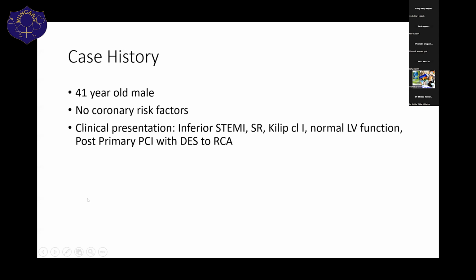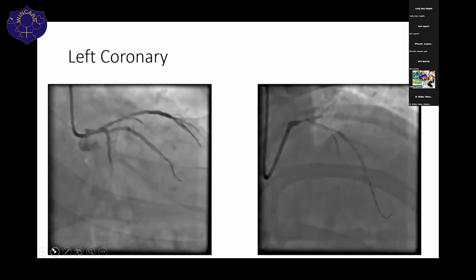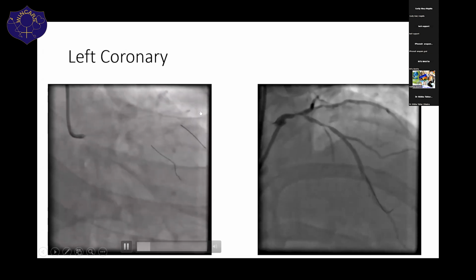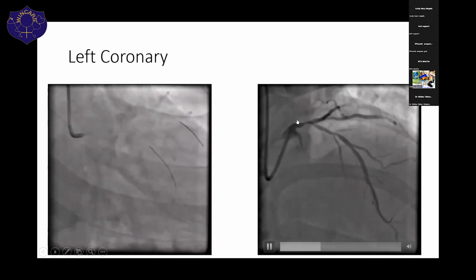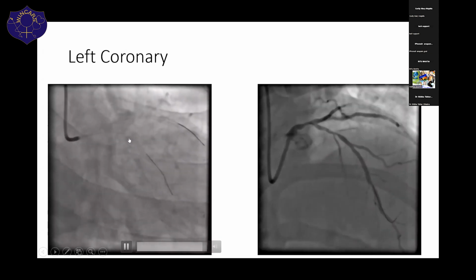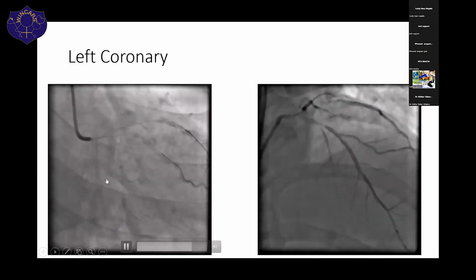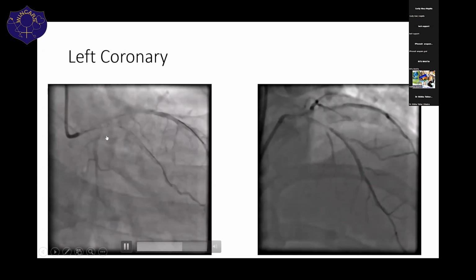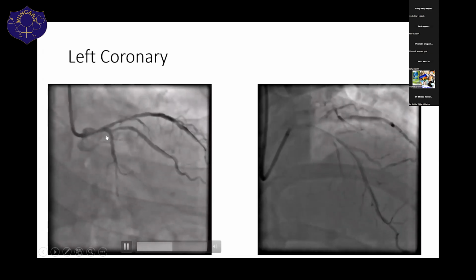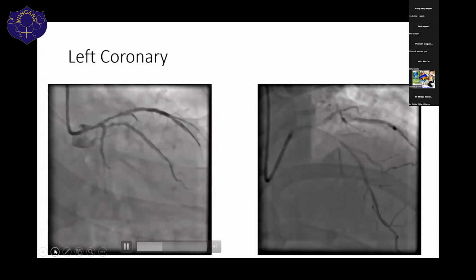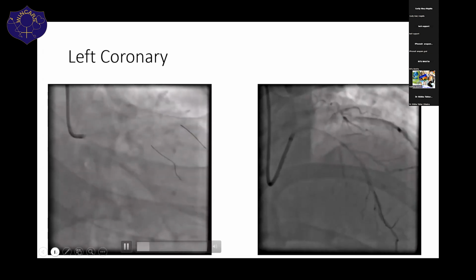So then I had a 41-year-old male, no coronary risk factors, inferior STEMI. You can see our patients are younger. He underwent a primary PCI with DES to RCA, and then you get stuck. You see that there is a left main disease, and there is some plaque in the OM1, and this is a small circumflex which is diseased. So at this point of time, you're stuck, and you have to do the left main stenting.